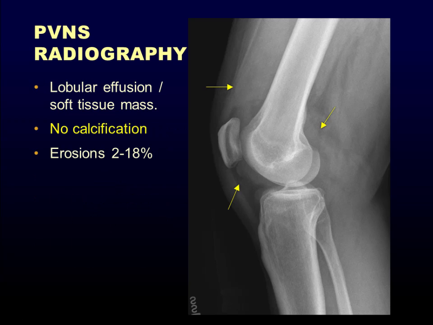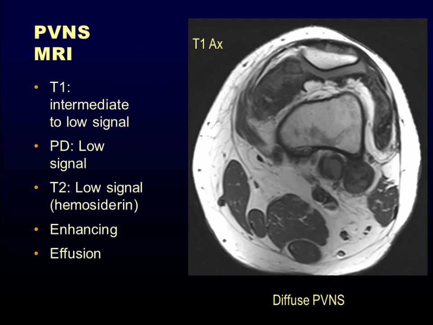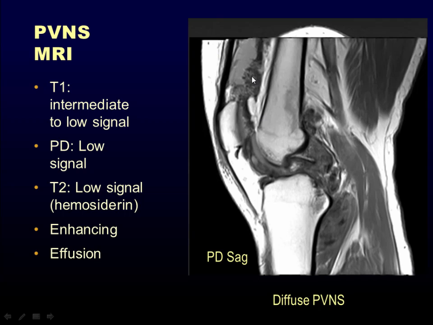What we're looking for is lobular joint effusion with a soft tissue mass. Notice that there's no calcifications. It's one of the distinguishing features radiographically from synovial chondromatosis. On T1 sequence, we see that the synovium's thickened, and notice the signal of the synovium is black. Here on PD sequence, the synovium again has black areas within it.